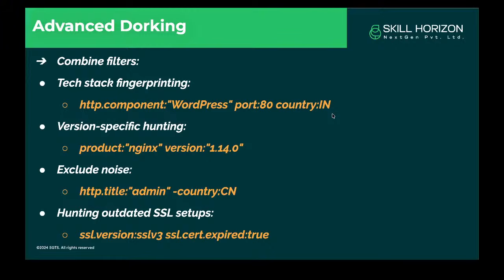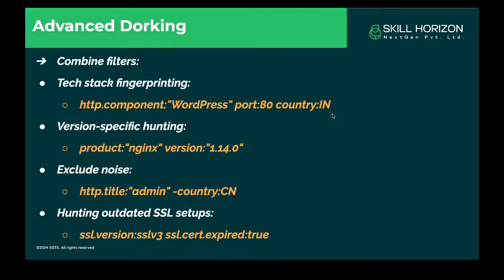So for technology fingerprinting, we can use http.component, then the technology name, and then the port number 80, and then the country. So there are three different things you can use. Like you want to check if any particular technology is exposed in your organization, or for research purposes, how many WordPress applications are exposed in India running on port number 80. So you can use that query.